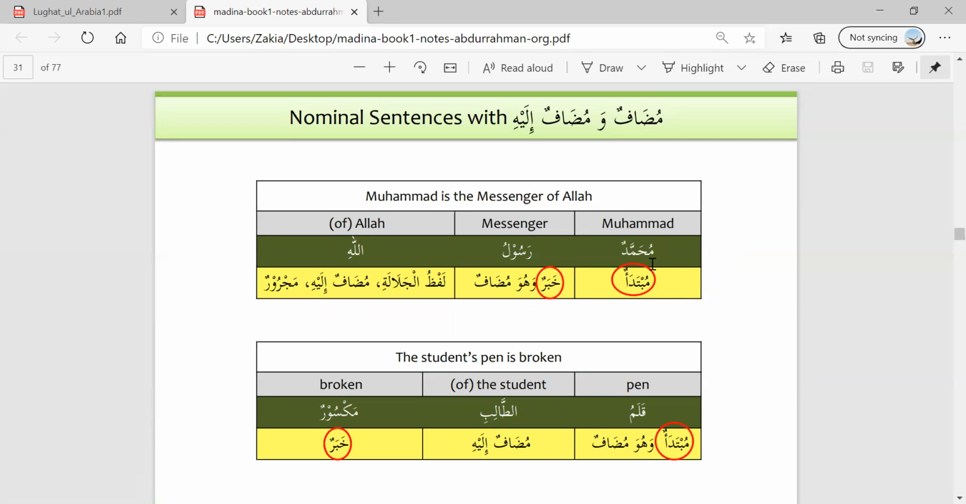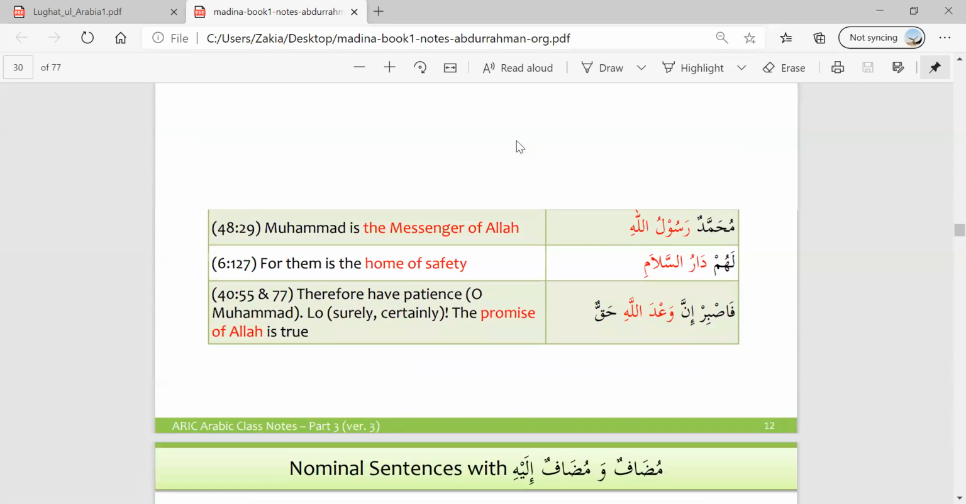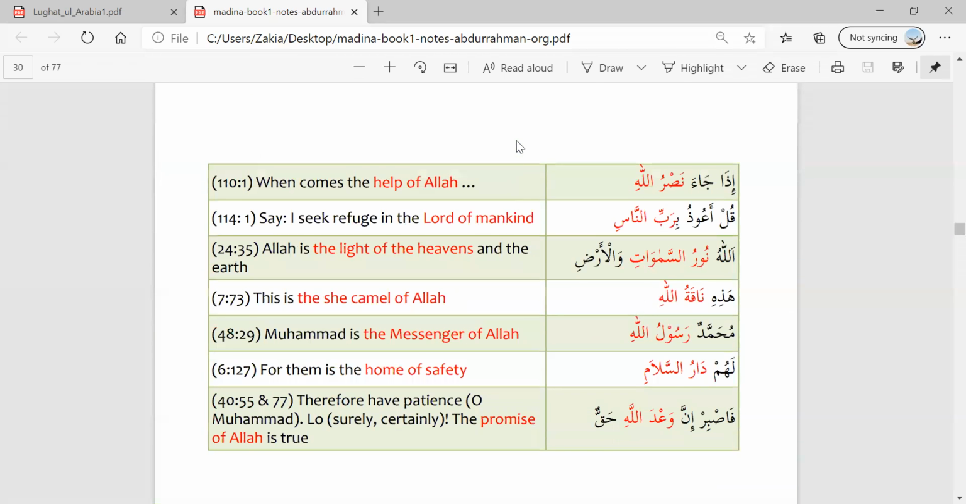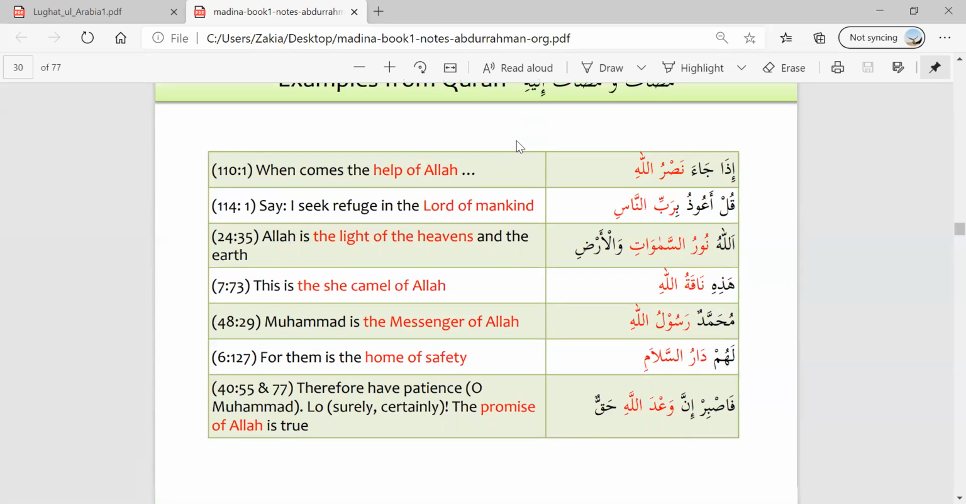Okay, you know what is the mudaf, mudaf ilayh, because you have to think about what is being possessed and who by. So what is possessed, what is the mudaf, and who is the mudaf ilayh? That's the way to think about it. If you look at these examples, it may not seem clear to you when we look at the Arabic, but if you do look at the English, you will notice the help of Allah, Lord of Allah. That would make it, inshallah, a bit clearer for you.